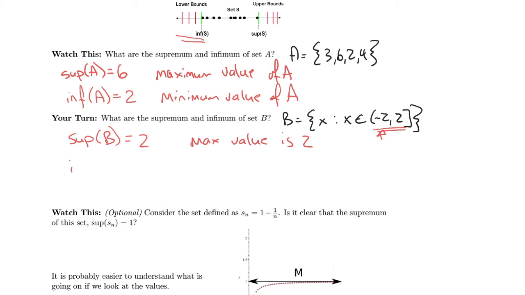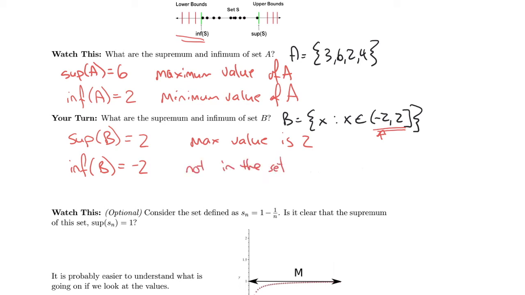So what we've got here is the infimum of set B is going to be -2. There are other lower bounds. I could have chosen -3, -5, -100. Those are all lower bounds, but -2 is going to be the largest of all those ones, but it's not in the set.